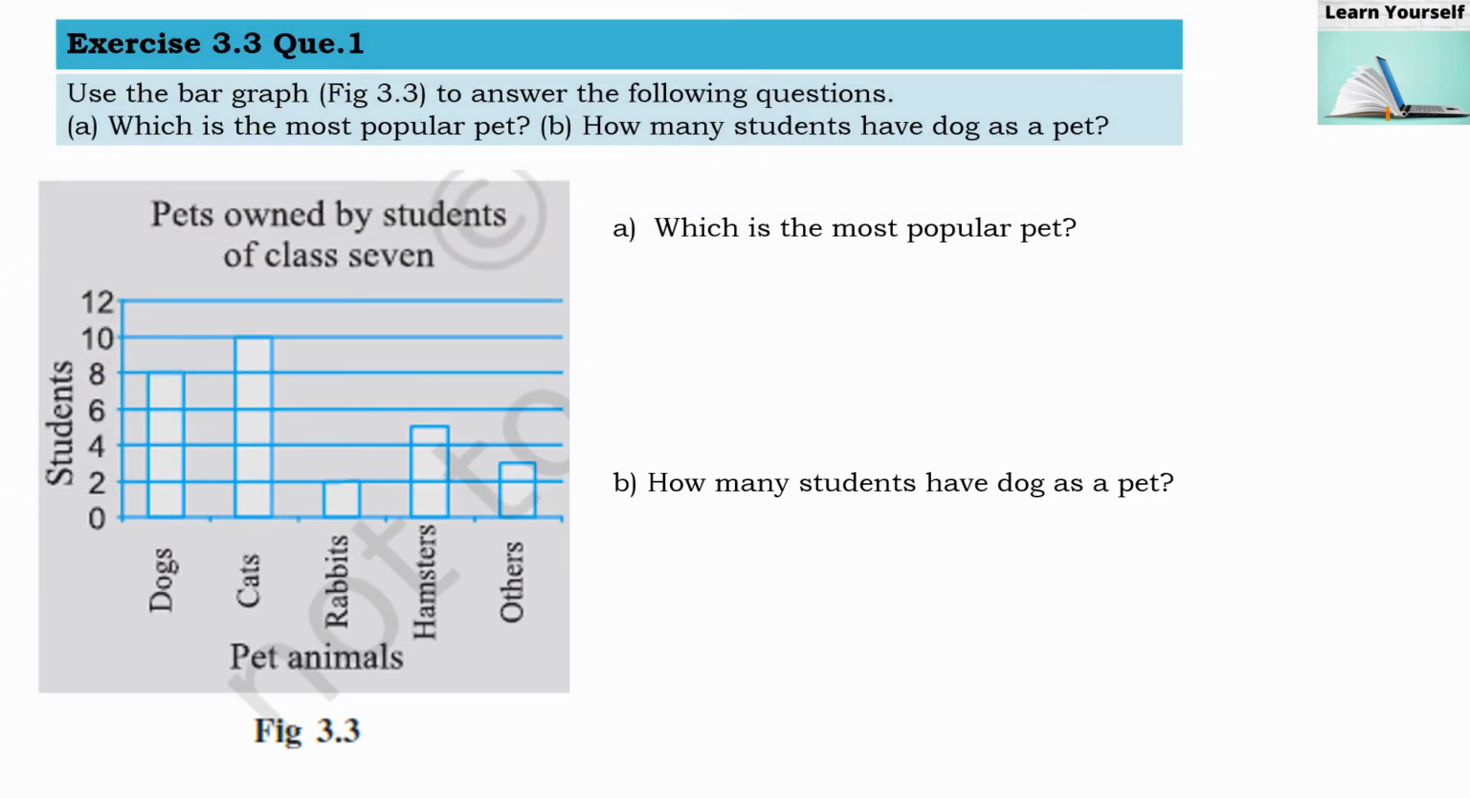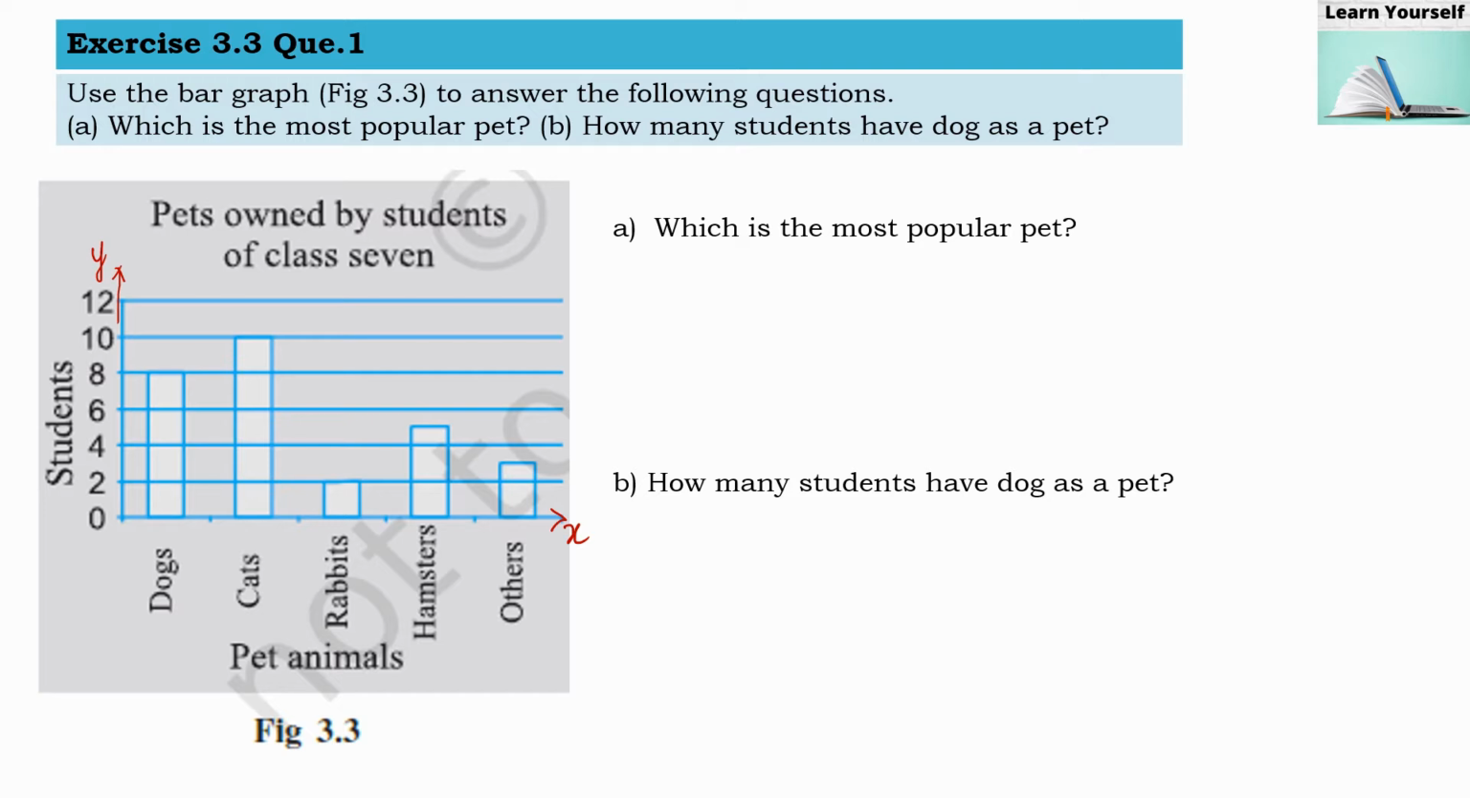Use the bar graph figure 3.3 to answer the following questions. We have here a bar graph in which on the y-axis the number of students are there, and on the x-axis we have pet animals. So how many students have pet animals like dogs, cats, rabbits, hamsters and other animals? That bar graph they have represented here. Now based on this bar graph we have to answer these two questions.